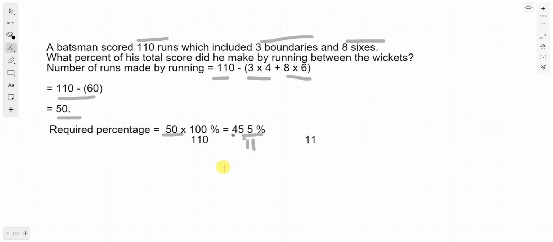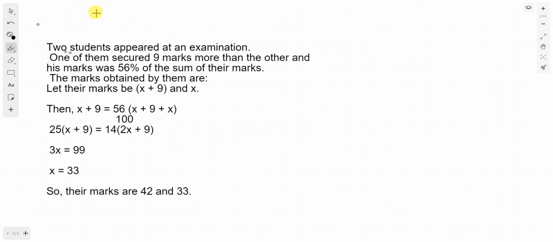So let's see one more question. Two students appeared at an examination. One of them secured 9 marks more than the other, and his marks were 56% of the sum of their marks. So what are the total marks obtained by them?